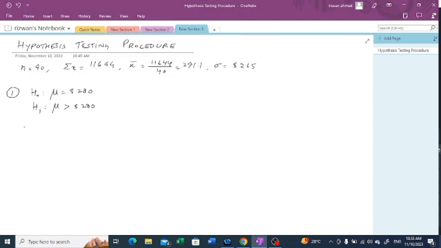Then the next step that we state is the level of significance. This stands for the level of significance at which we are performing the hypothesis test. And what is a level of significance? Level of significance is simply a probability of rejecting the null hypothesis. A level of significance, or alpha, can be defined as the probability of rejecting the null hypothesis, H naught.